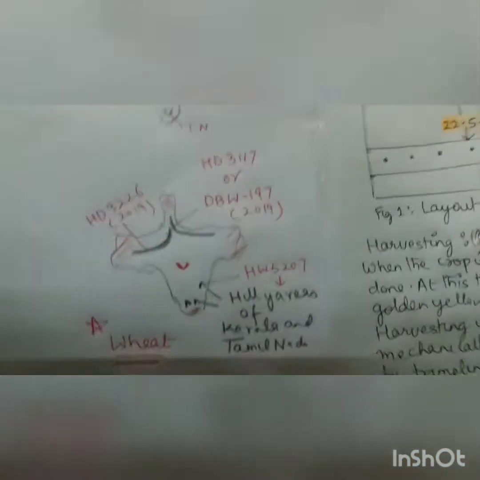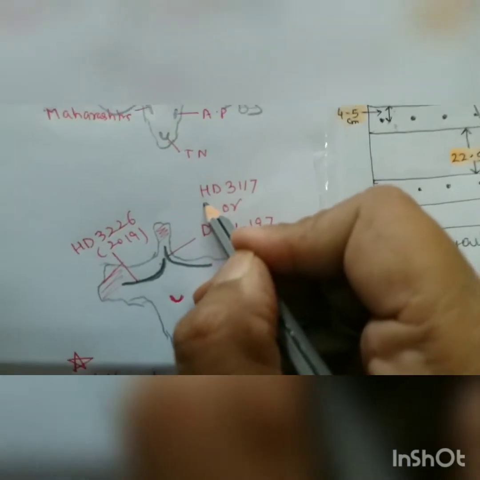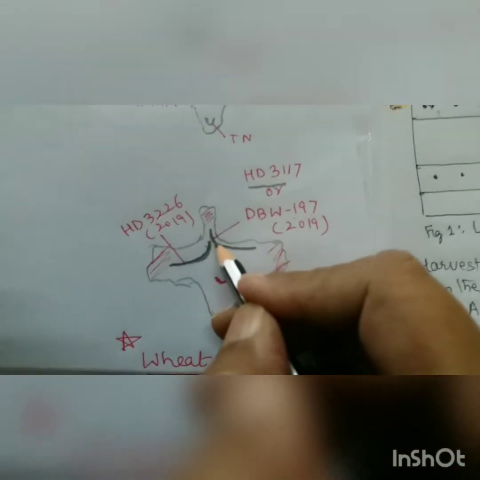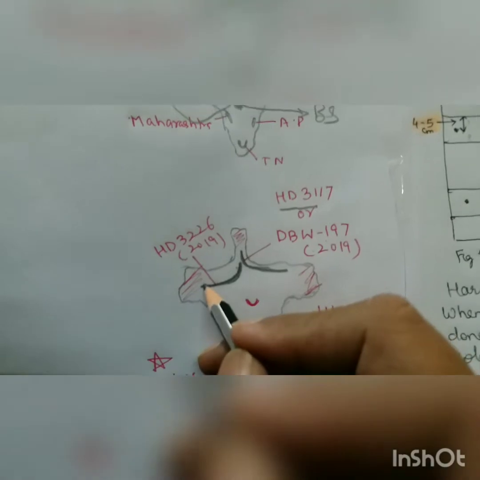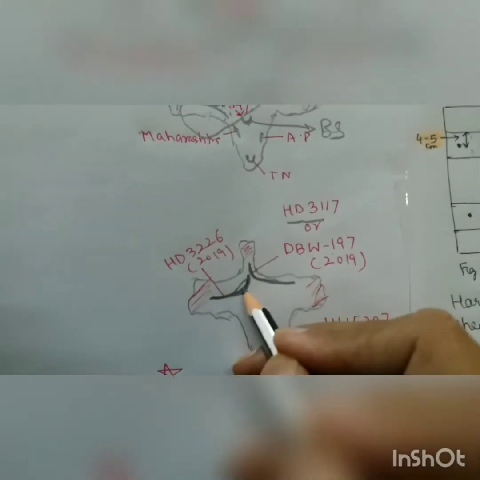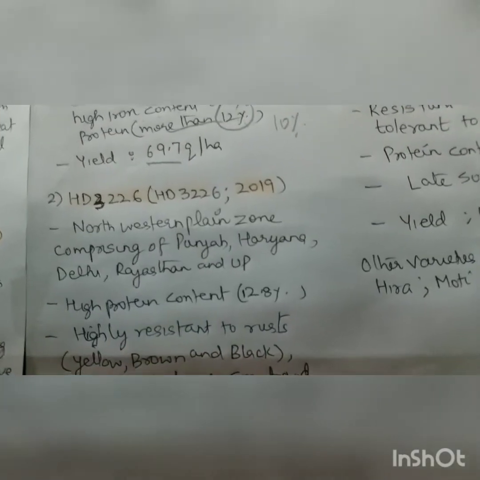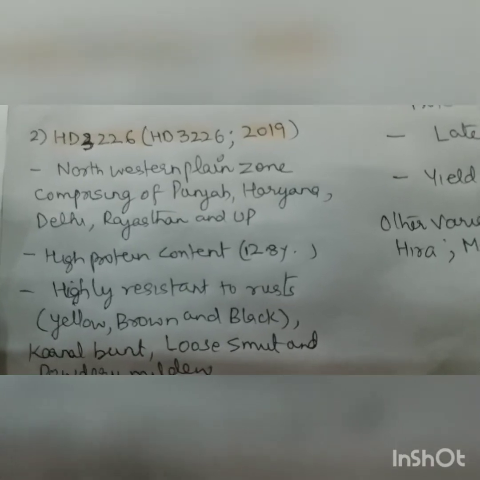And when we see it plotted on a map, DPW 197, which is recent, and one more variety, HD 3117, have the same area of cultivation: Punjab, Haryana, UP, Bihar, and also Rajasthan, Delhi, and Gujarat. Then we are coming to the next variety, HD 3226, which is for the northern western plain comprising Punjab, Haryana, Delhi, Rajasthan, and UP.